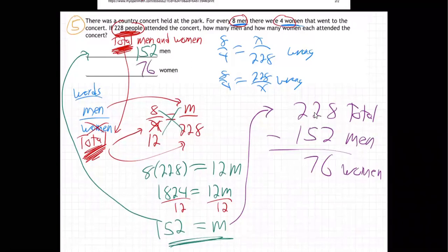But yeah, you're right. You could just go back and do the fraction again and put the women number at the top, 4 over 12. And that would work also. You'd get the same answer either way. 76 women. And so there we go. Is that good? Questions on that one?